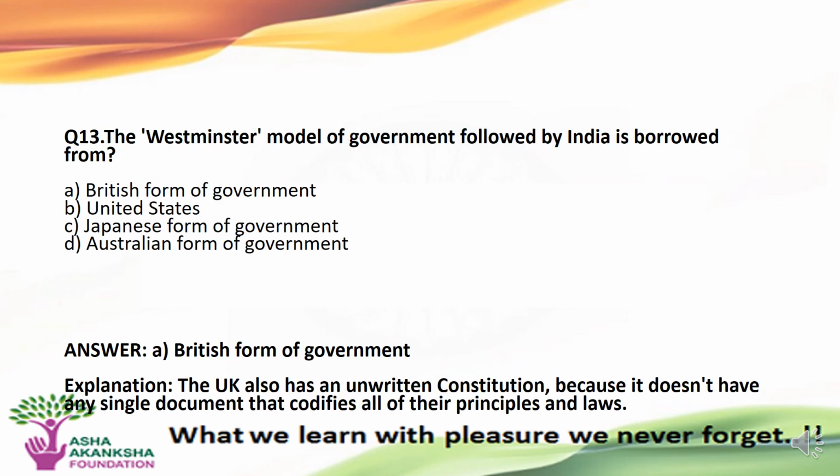The next question is, the Westminster model of the government followed by India is borrowed from which of the forms of the government? Options are A. British form of government, B. United States, C. Japanese form of government, or D. Australian form of government. The correct answer to this question is the British form of government. That is option A.